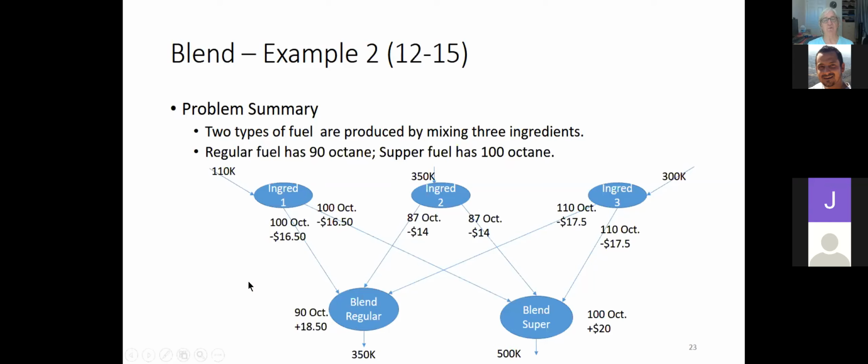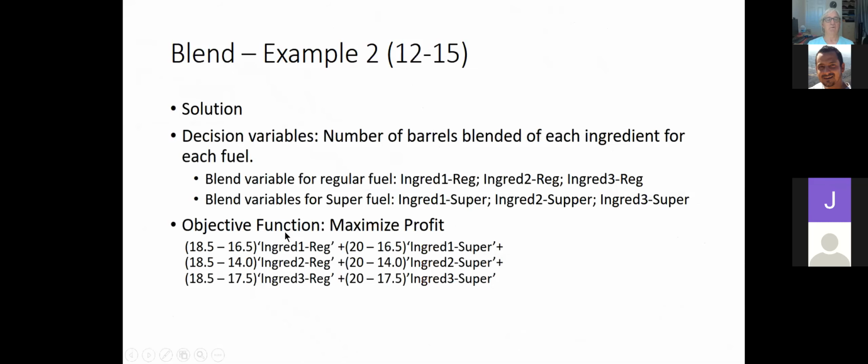So how do we approach this problem? We have a selling price, and you have a selling price and a unit cost. Naturally, we are going to maximize profit here. Now, the decision variables are blending variables. This is how much of ingredient 1 we are going to mix with ingredient 2 and ingredient 3 and produce fuel number 1, regular fuel. How much of the same ingredient number 1 and 2 and 3 we are going to mix in order to produce super fuel.